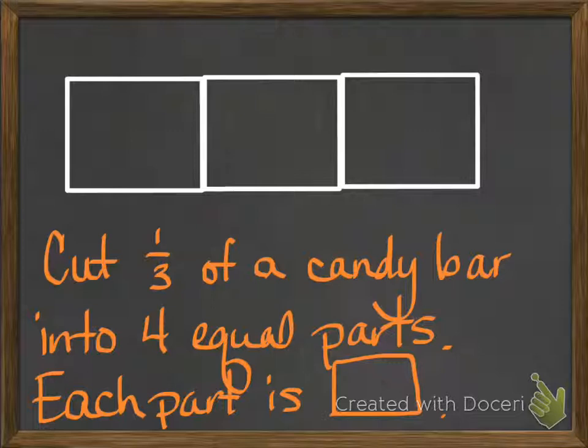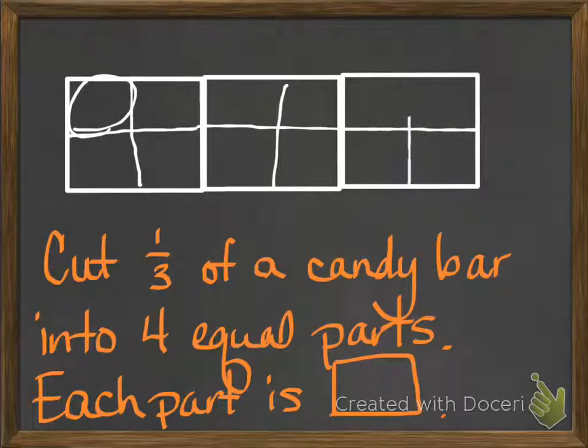Let's try another one. We're going to cut 1/3 of a candy bar into 4 equal parts. We have to find out how much each part is, what fraction each part is. So I've got my candy bar here. I've cut it into thirds. I'm going to take that 1/3. I'm going to cut it into 4 equal portions. Now I have to figure out each section here is how much of the entire thing. So if I cut this into 4 parts, I'm going to cut the others into 4 parts as well.